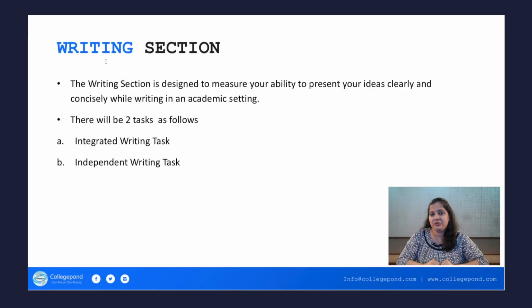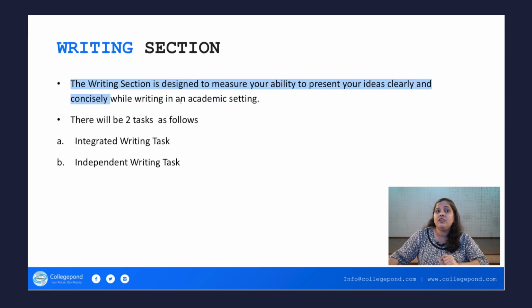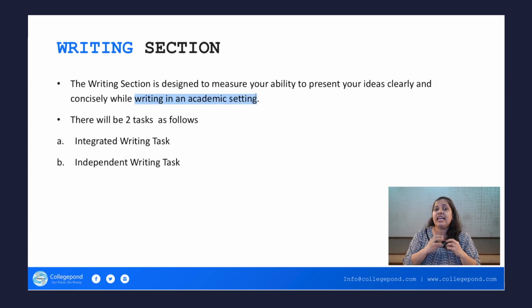To delve deeper into it, let's understand that the writing section is designed to measure your ability to present your ideas clearly and concisely while writing in an academic setting. What this means is that the test actually expects you to write clearly and without any flaws. You are expected to write in a systematic, structured manner, and your topics will be related to everyday academic themes. So that's something that you'll have to keep in mind.